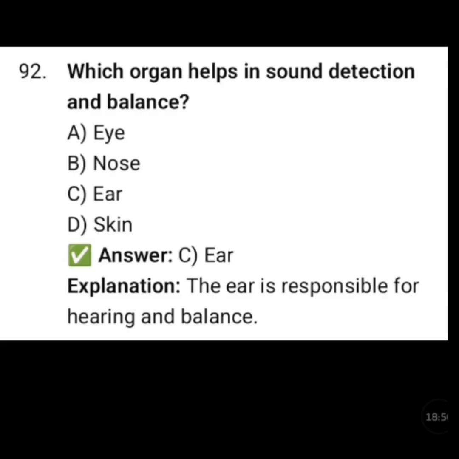Which organ helps in sound detection and balance? Eye, nose, ear, skin. The correct answer is option C, ear. The ear is responsible for hearing and balance.